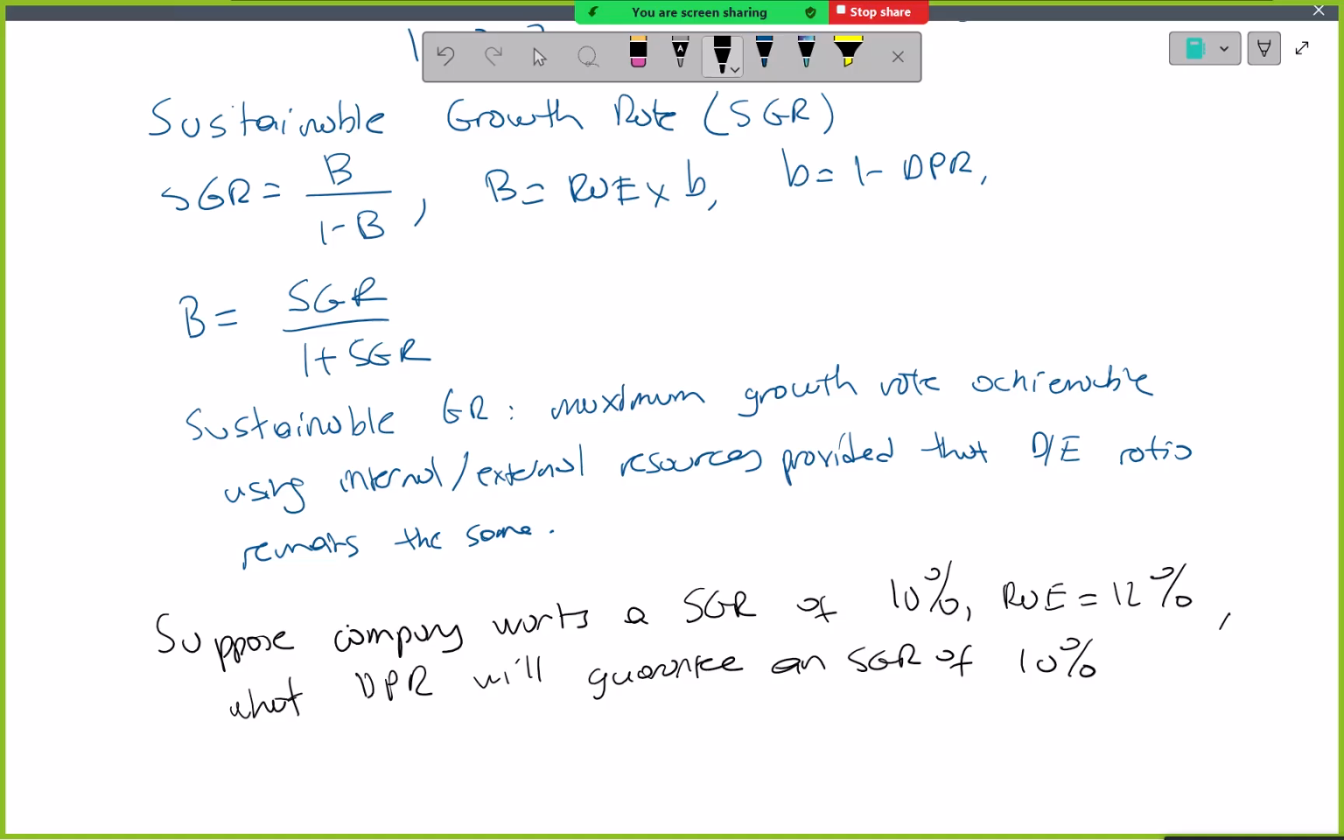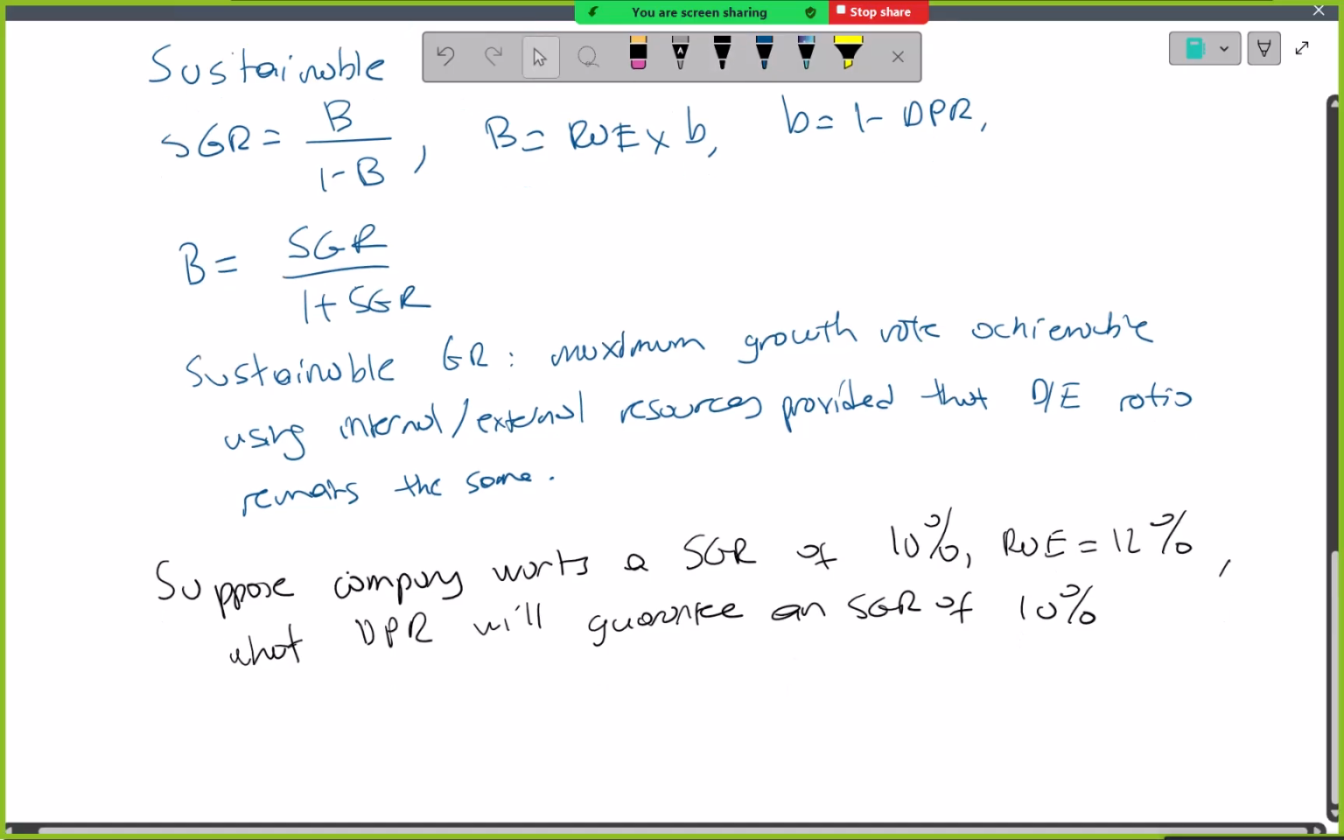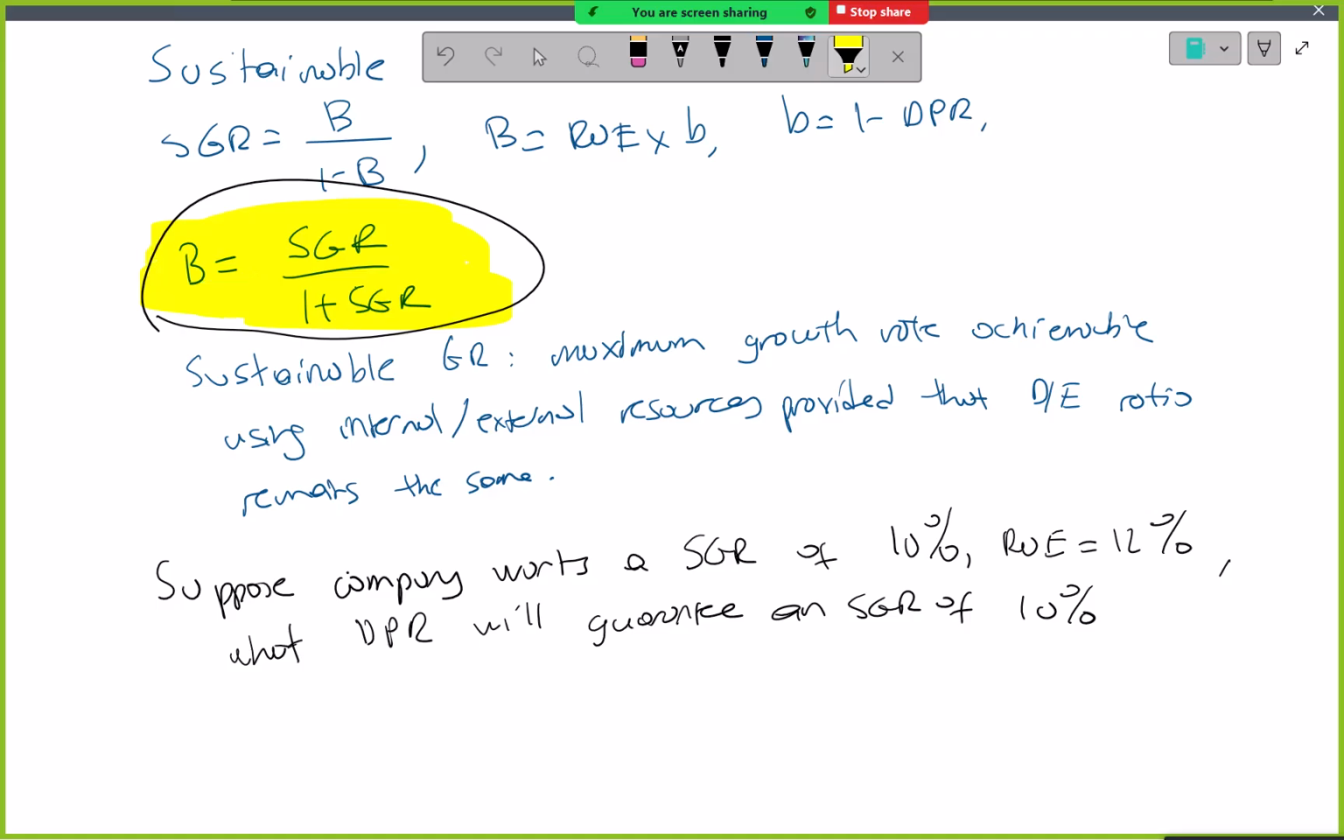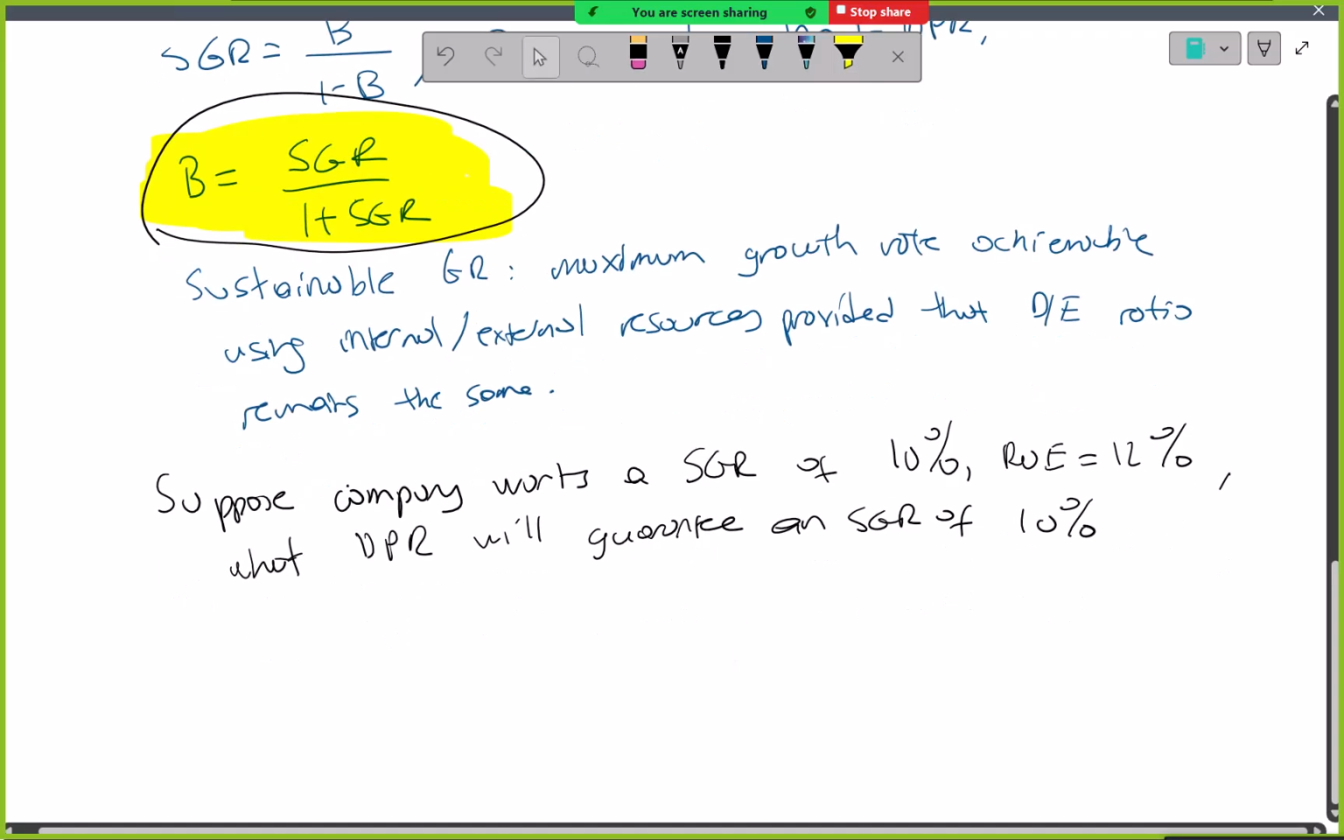I have the formula to output sustainable growth rate, but I don't know one of the inputs. Of course, my little goal seeker will take care of that, but we can easily do that with algebra. Even that I put that in here. So I know what SGR is, okay?